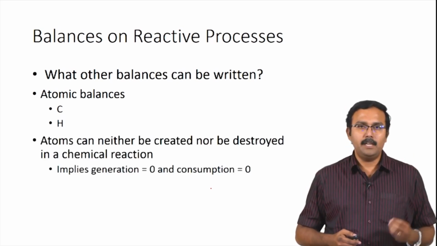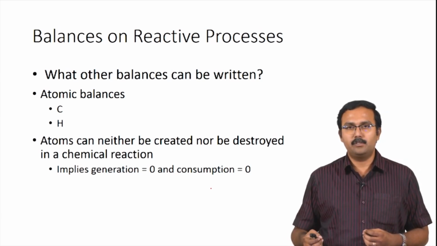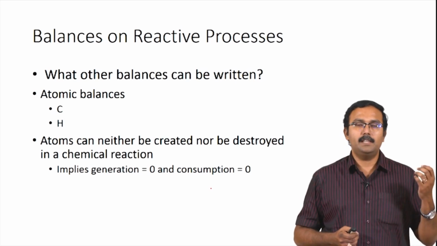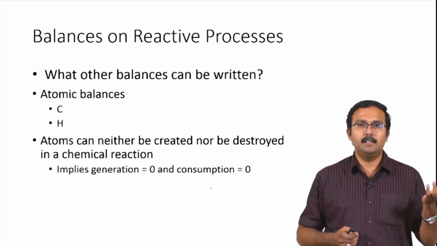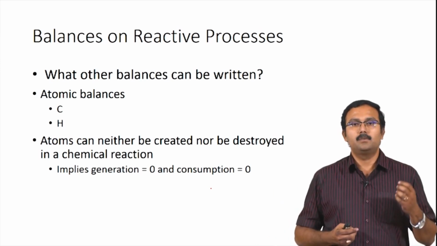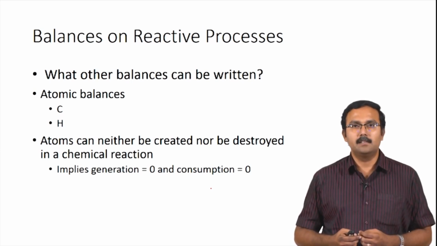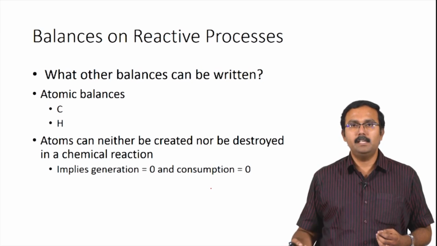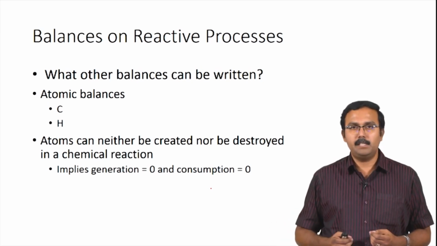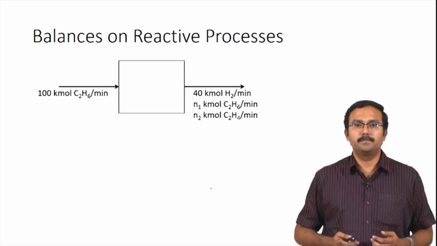So, first thing we need to understand is atoms can neither be created nor be destroyed in a chemical reaction. That is why the number of atoms of carbon in the reactant is the same as the number of atoms of carbon in your product. So, this implies generation and consumption terms will be always 0 for atomic species balances. As we always assume steady state, accumulation will also be 0. So, the equation simplifies to input equals output.